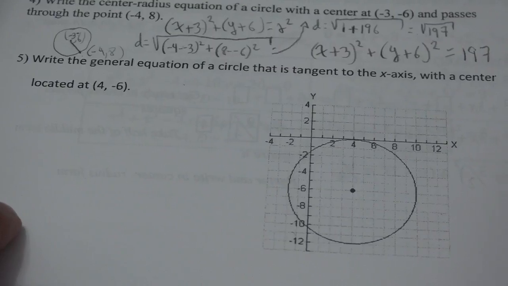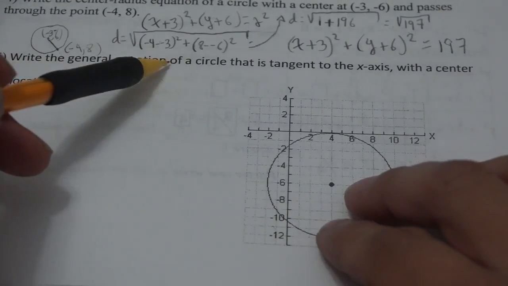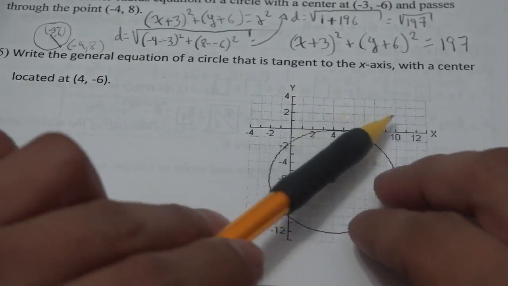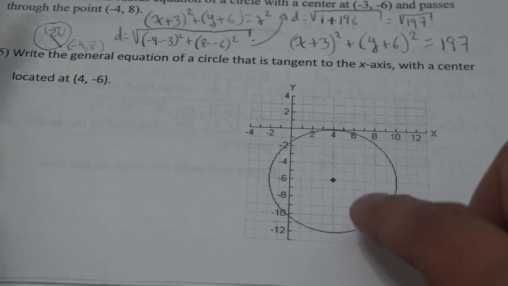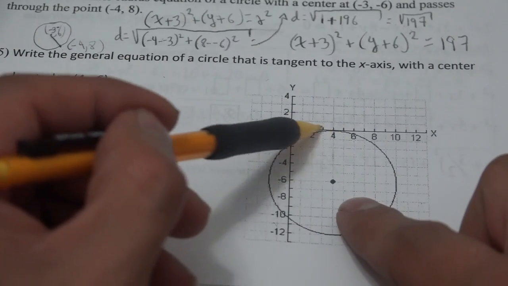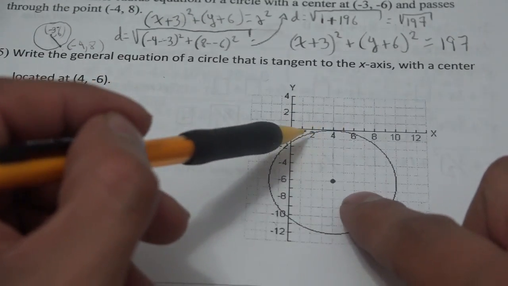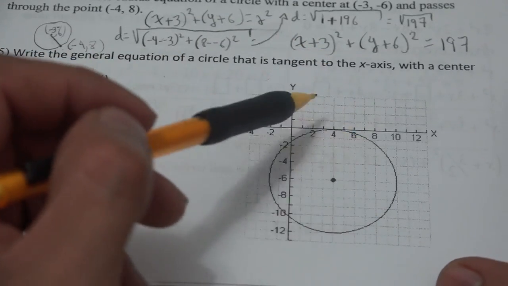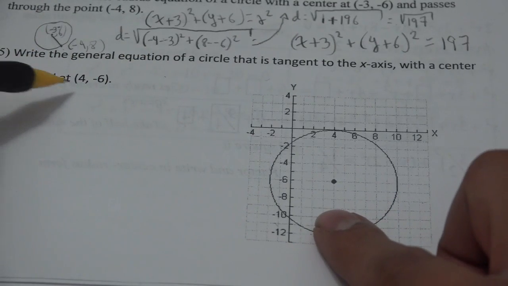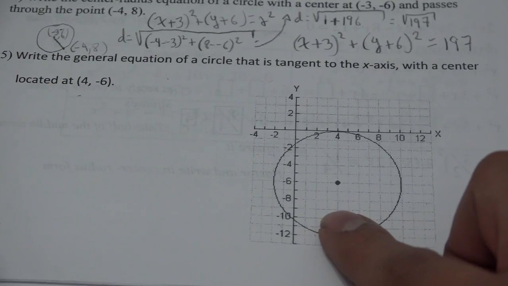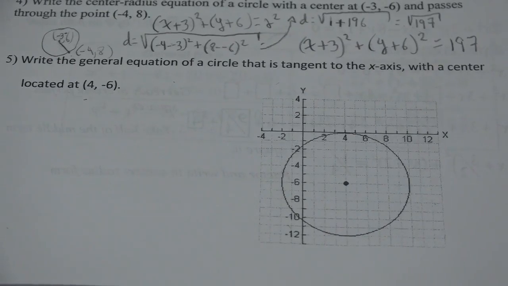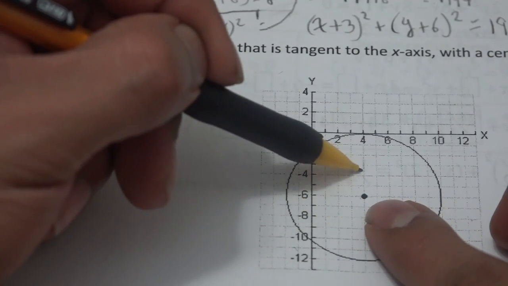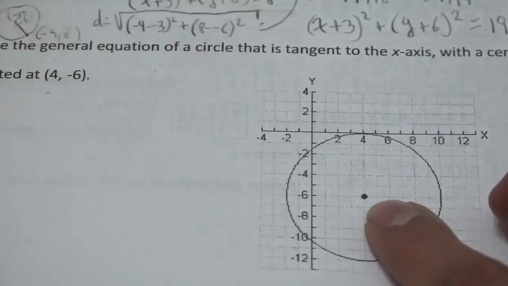All right, let me see what else here. What do we have here? Write the general equation of a circle that is tangent to the x-axis, with a center located at (4, -6). Tangent means that it touches the x-axis. It doesn't go over, just touches it. A tangent is a line or line segment that touches the circle at one point only. So we know the center is (4, -6), and the radius, well, let's see. Can I figure out what the radius is here? 1, 2, 3, 4, 5, 6. Yeah, so the radius is 6.